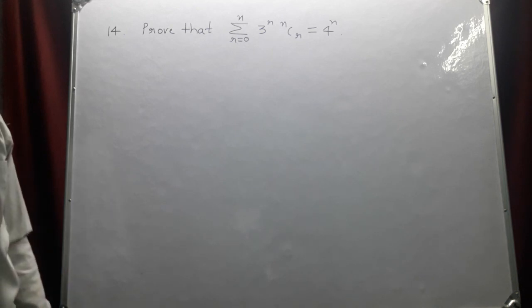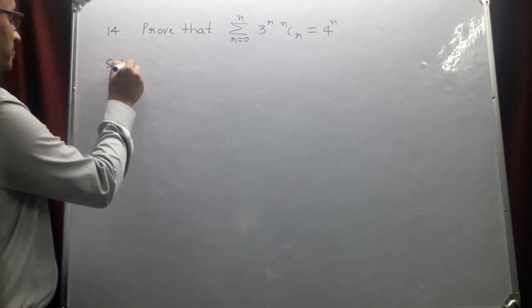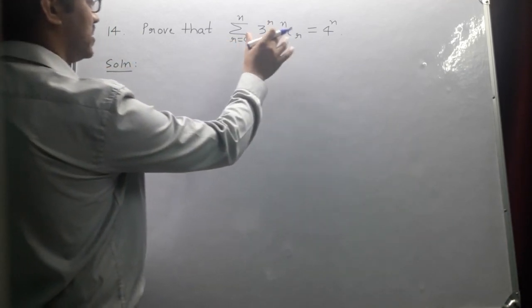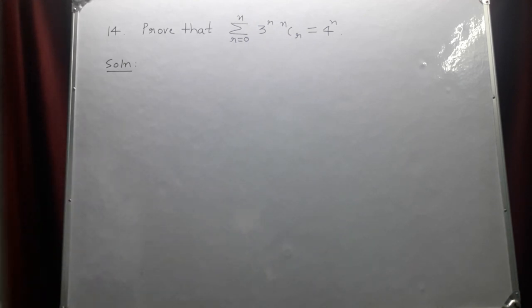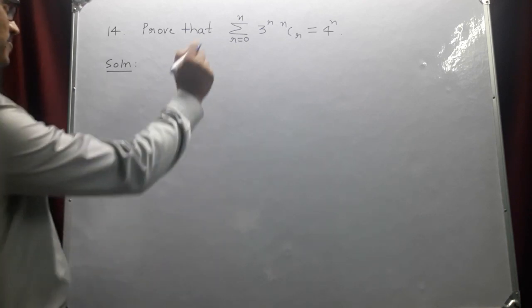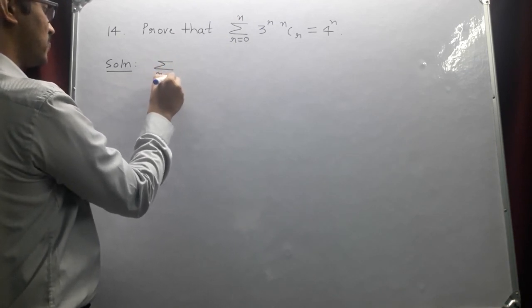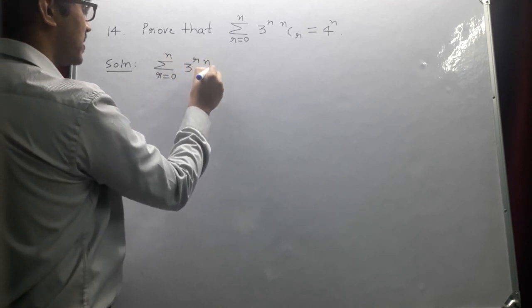Question number 14. Prove that summation r is equal to 0 to n, 3 power r nCr is equal to 4 power n. So solution. We have to prove that the value of this summation r is equal to 0 to n, 3 power r nCr is equal to 4 power n. So consider this one, summation of r is equal to 0 to n, 3 power r nCr.